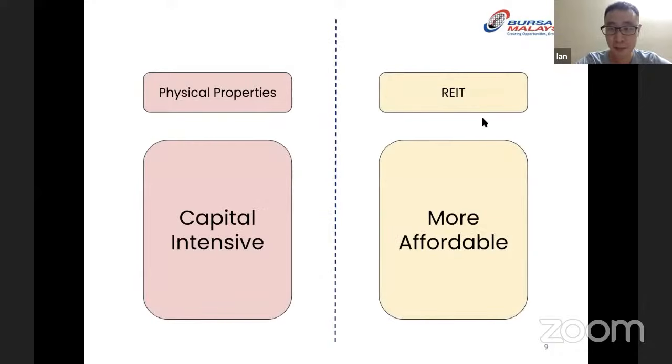So as you can see here, if you are looking into physical properties, it is actually very capital intensive. Whereas for REITs, it is actually a lot more affordable. Which means if today you have about 1,000 ringgit in the bank account, you can consider starting a REIT portfolio already. Because why? Because it is actually very affordable. So the first factor that we need to consider is the amount of investment capital that we have. If we have prepared a huge sum, then maybe we can consider physical properties as an option. Otherwise, if we are starting a small investment portfolio, then maybe we can start off with a REIT.